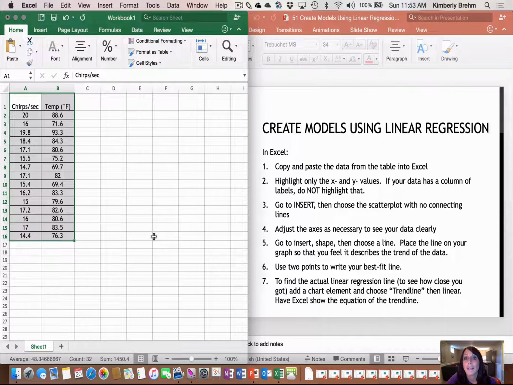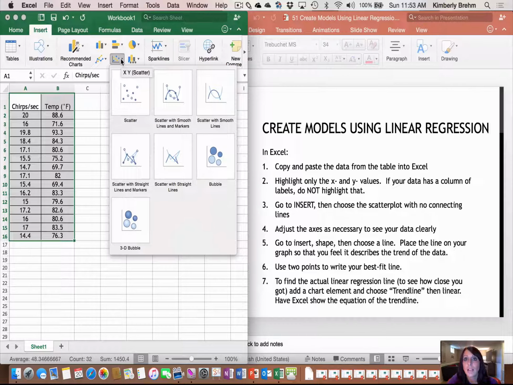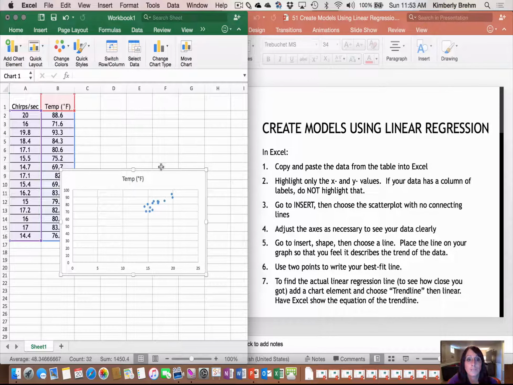Now I'm using a Mac, but it's the same process for a Windows. It might just be a different way to get to that menu. I'm going to insert, and I'm going to choose the scatter plot. So notice I have some options here. I want just the scatter plot, just a regular scatter plot.